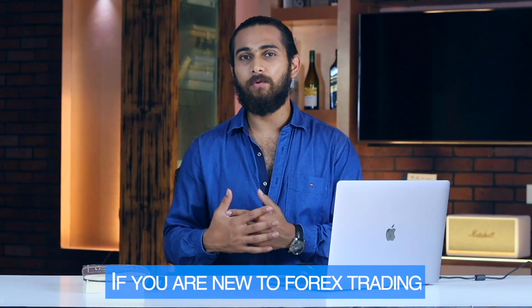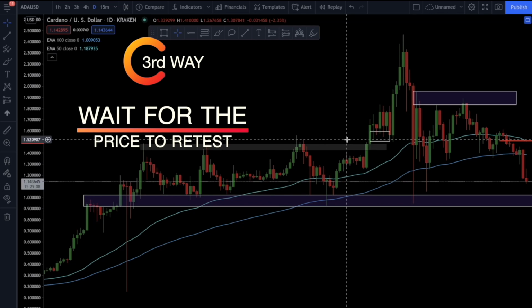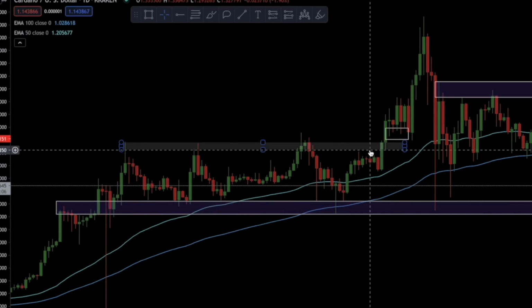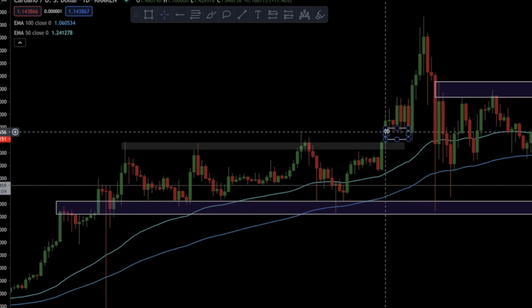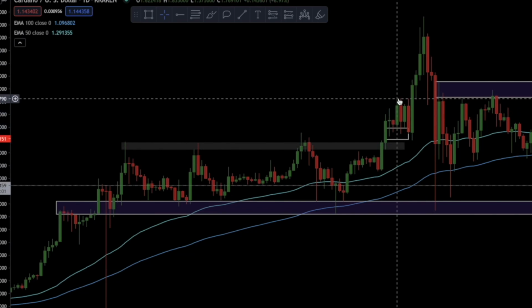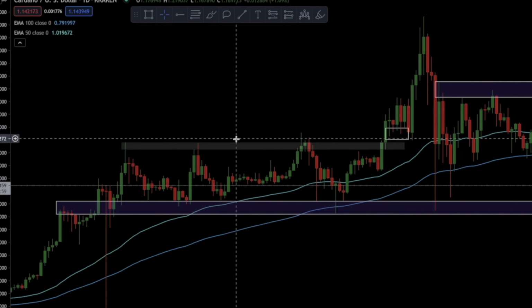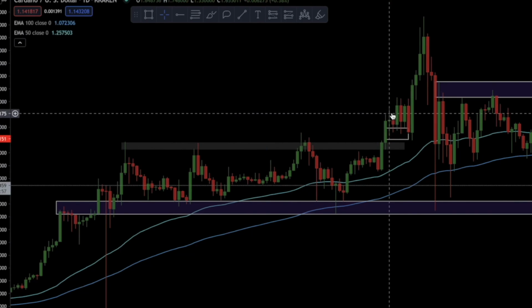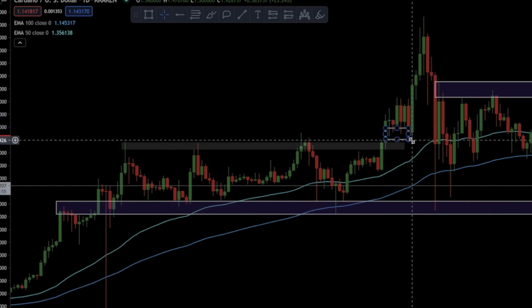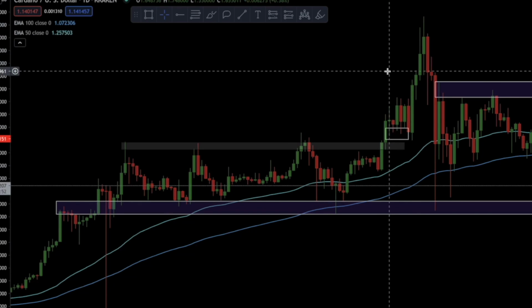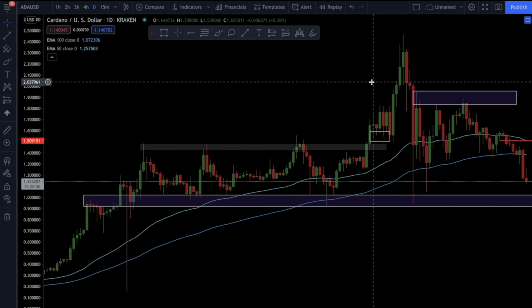The third way is to wait for the retest. If you are new to Forex trading, you can wait for the price to retest your support and resistance zones for additional confirmation. Like here in this previous example, when the candle was formed above it, the price moved up and then retested this previous resistance level, which is now acting as a support, and then the price moved up. Now, you won't always get the retest, but it will provide you with safe entries.